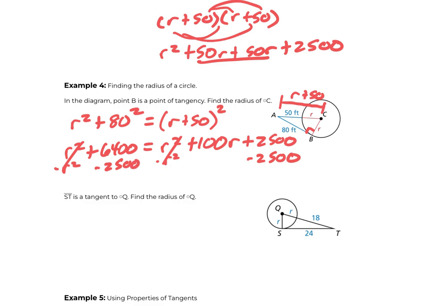Then I could subtract 2,500. The reason I'm subtracting 2,500 is because I want to get r by itself. The only place I have an r right now is over here. So 6,400 minus 2,500 is 3,900. And then we would divide by 100, and we get r equals 39.